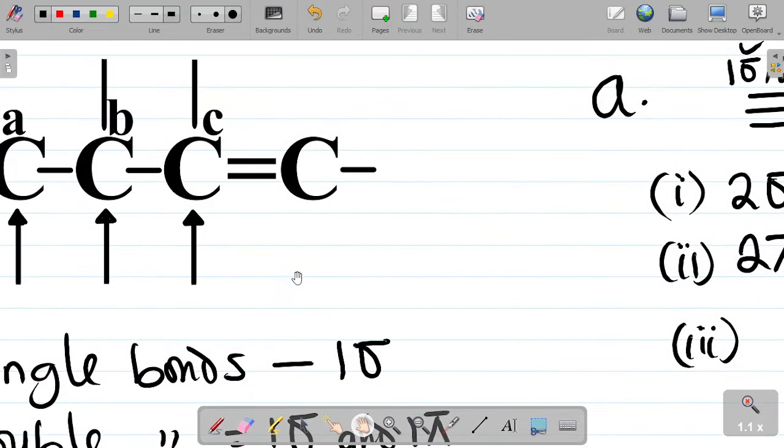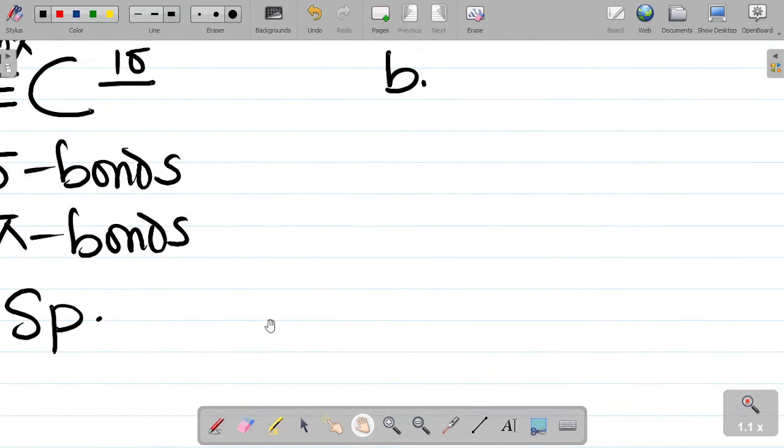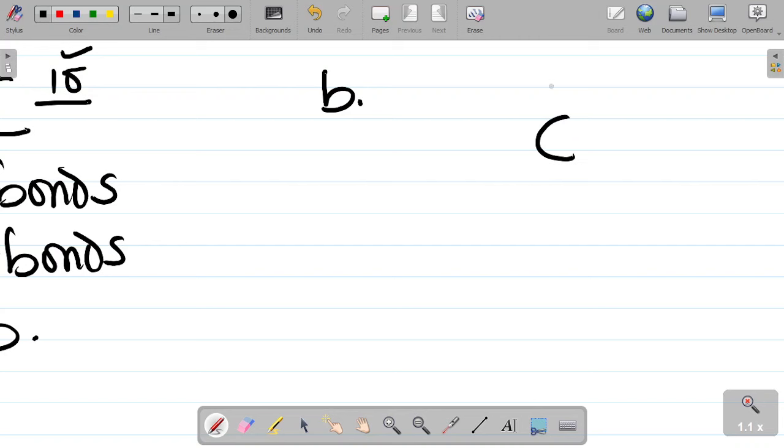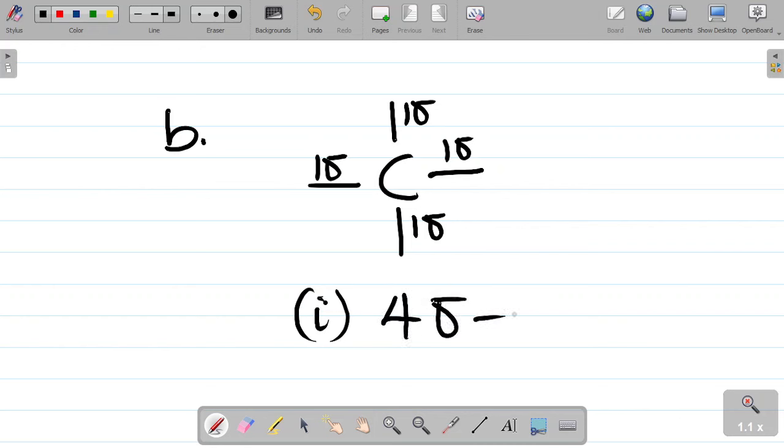For B, what do we have? For B, we have this one here. This particular atom has 1, 2, 3, 4 bonds. Now, how many sigma bonds do you have? For this, you have 1 sigma for a single bond, another 1 sigma, another 1 sigma, and another 1 sigma. So in total, let's start with the number of sigma bonds. You have 4 sigma bonds.